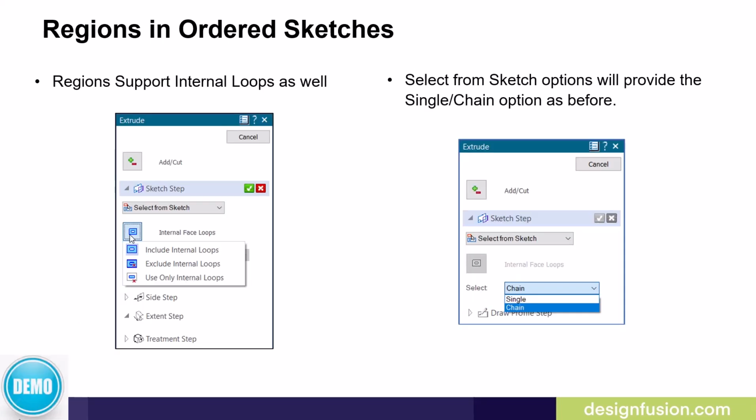Regions support internal loops, giving you the option to include internal loops, exclude internal loops, or use only internal loops. Users still have the option to use the single or chain option selection as in previous releases of Solid Edge. Let's have a look at ordered sketching inside of Solid Edge 2023.